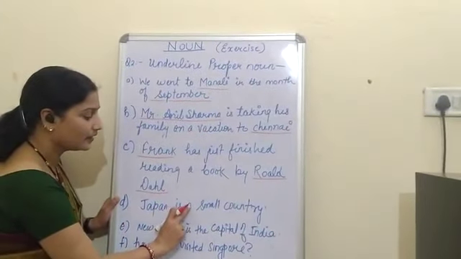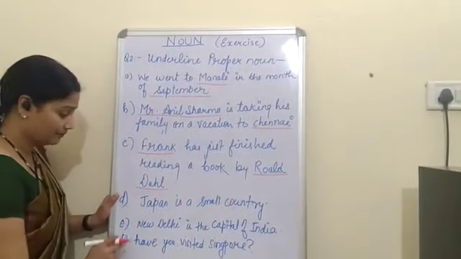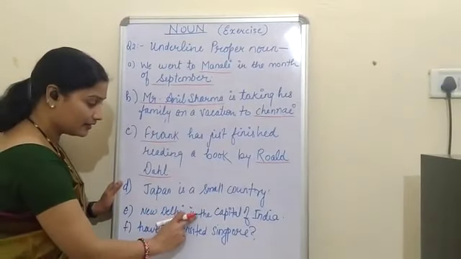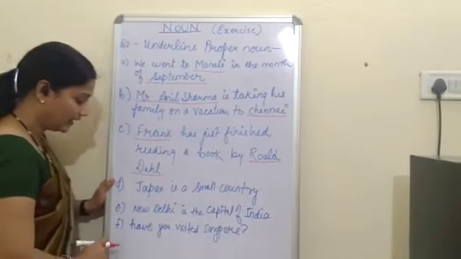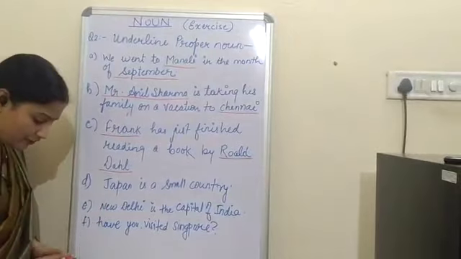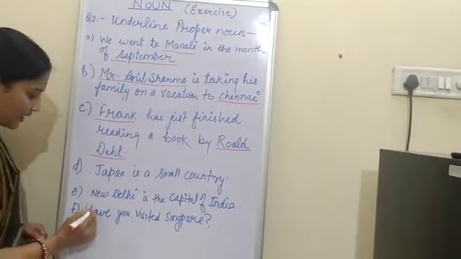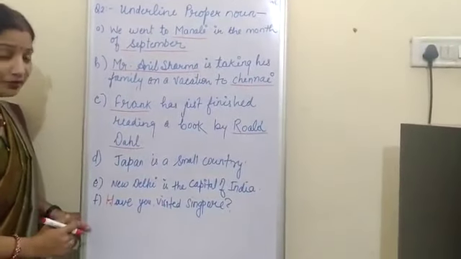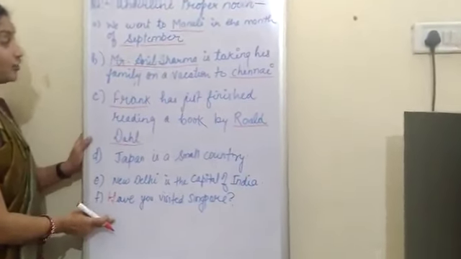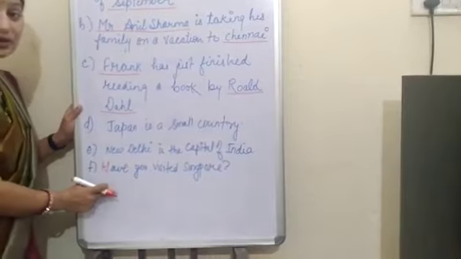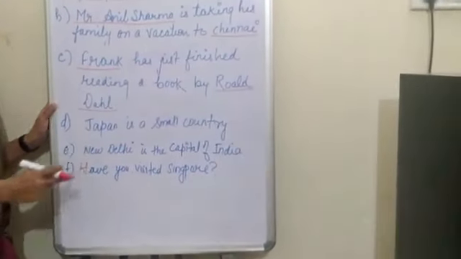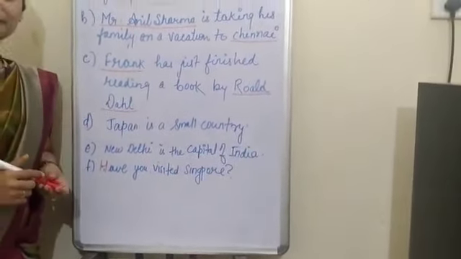Now, the next three will be your homework. Japan is a small country. New Delhi is the capital of India. And have you visited Singapore? This is your homework. You have to find out the proper nouns in all of these. Now let's come to question number 3.